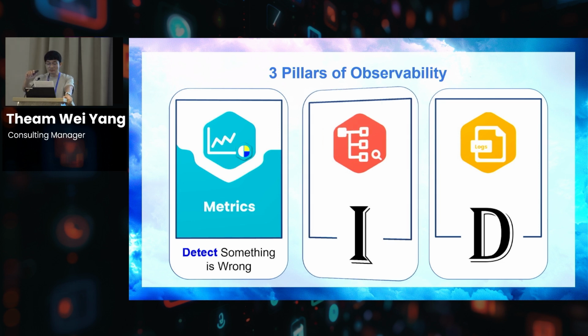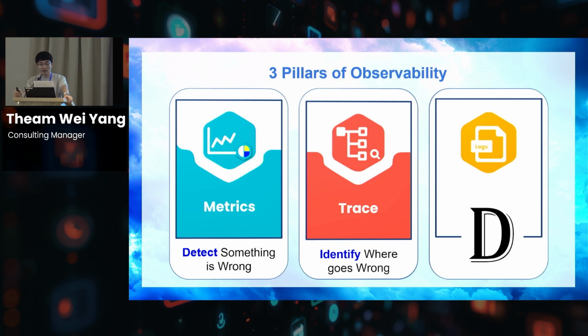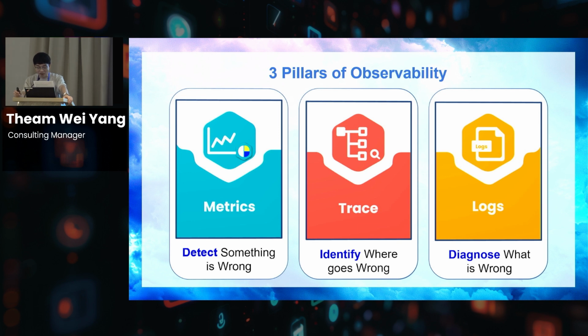Secondly, I for identify. We use traces to identify where it has gone wrong. This is especially important when you have a complex system, with hundreds of microservices, thousands of endpoints and API calls. Tracing helps you narrow down where the bottleneck is and where your breaking point is. Then finally, D for diagnose.